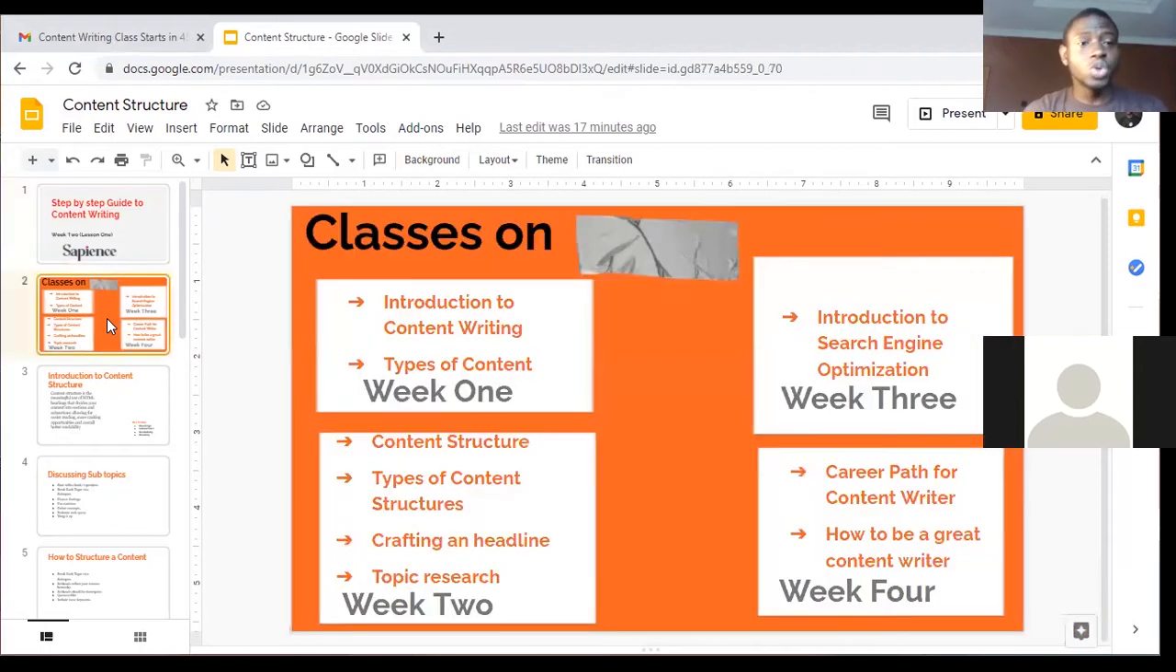And as we all know, the classes have been divided into 4 weeks. The first week we spoke about introduction to content writing and different types of content. I remember we spoke about blog posts, thought leadership, listicles and several of them, right? And we also spoke about characteristics of a good content writer, what a good content writer ought to and ought not to do. And we delved also into different strategies to write and to break procrastination, right?